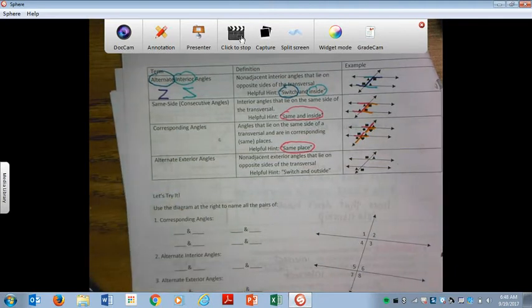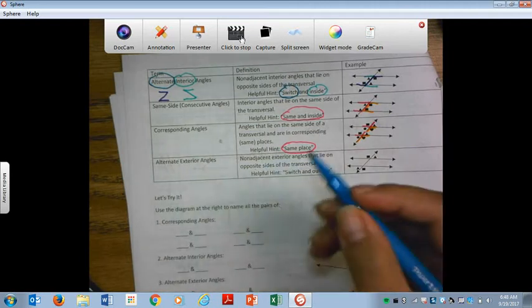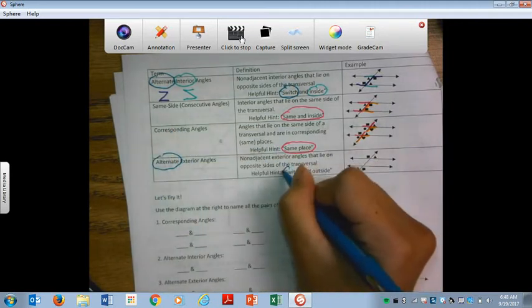Alright, so now alternate exterior angles. Alternate, again, means switch. Okay?